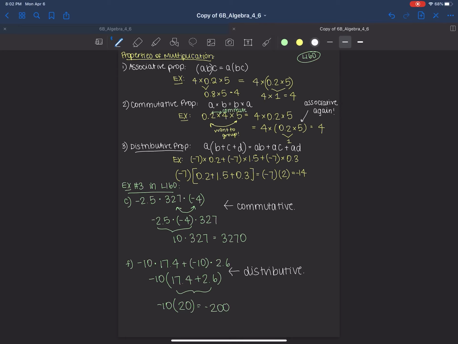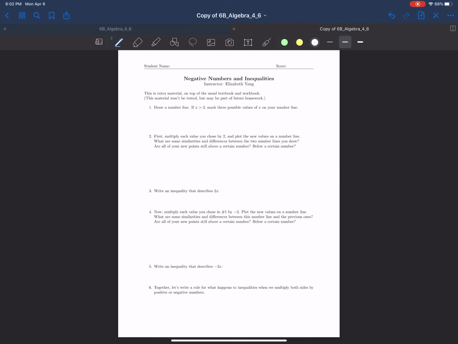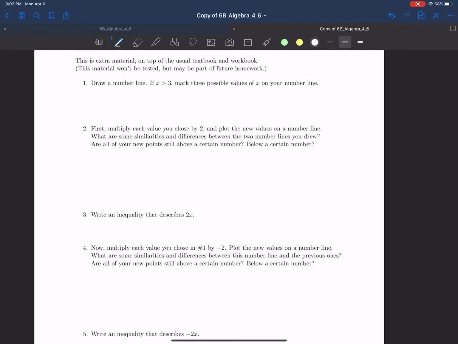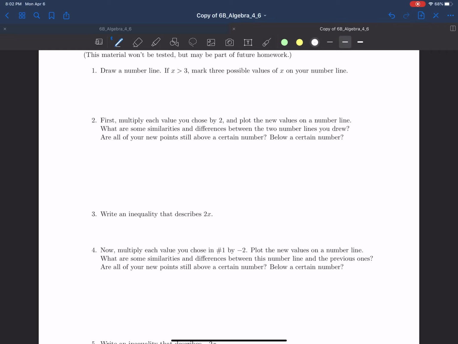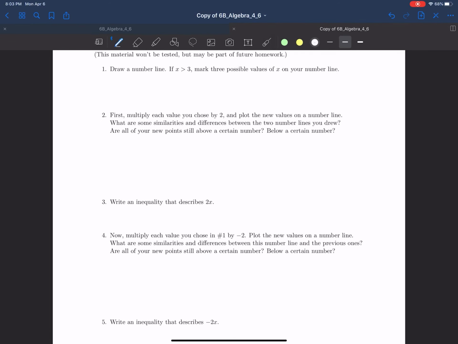Cool. And the very last part of this lesson, we went over this worksheet. This worksheet is not part of the textbook material, it's kind of extra, but it's not too bad. It's going to help us give some intuition about negative numbers and how they affect inequalities. So not equations, but inequalities that look like this, x greater than 3.